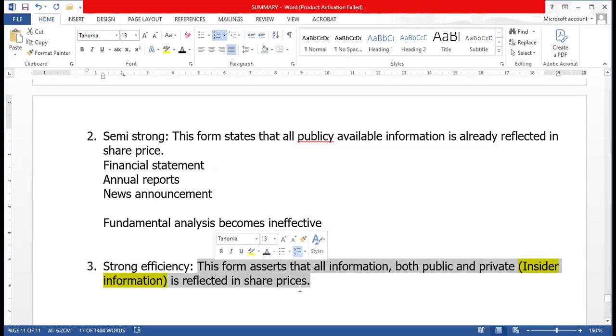You normally hear the word Gambano. Do you have someone there inside? So sometimes it is hard, but that is the assumption. We assume that if it is strong efficiency, then even insider information is known to all investors.